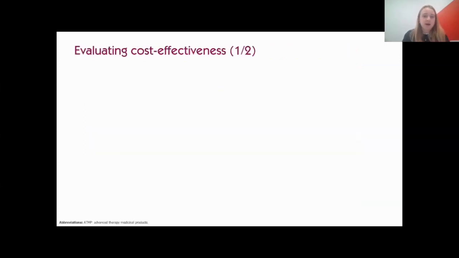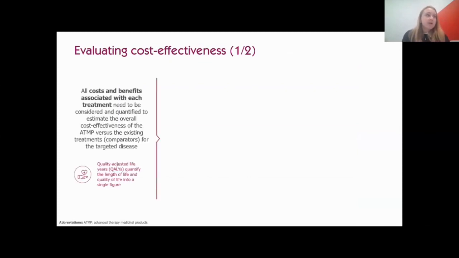So now we're going to get into how cost effectiveness is evaluated. All costs and benefits associated with each treatment need to be considered and quantified to estimate the overall cost effectiveness of the advanced therapy versus existing treatments, also considered comparators in this case, for the targeted disease. These costs could be the cost of hospital visits, hospital stays, general practitioner appointments, tests, and treatment for any side effects. So when these assessments take place, there's a holistic look at all of the costs that are incurred for treatment of the disease.